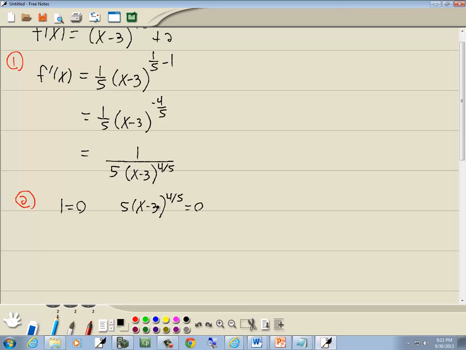Now over on this side, remember if you have parentheses to a power and a number out in front, you can just drop the power, you can drop the number out in front, and just set what's inside the parentheses equal to 0. So we'll set x minus 3 equal to 0, which then gives us x is equal to 3.